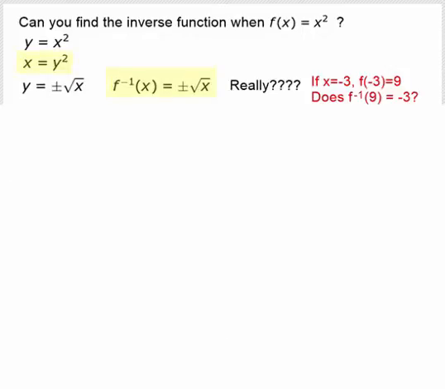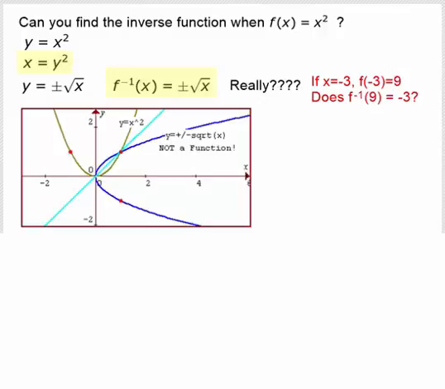But there's a problem here. If we plug -3 into f of x, we get 9. If we plug 9 into our inverse equation we have here, we don't just get -3, we get plus or minus 3. It's not even a function. In fact, if we graph both y equals x squared and this y equals plus or minus the square root of x, we see that plus or minus the square root of x is a sideways parabola. It's not a function. It fails the vertical line test.